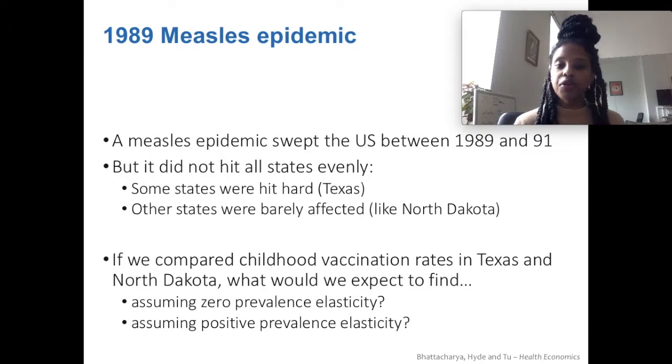If there's a zero prevalence elasticity, that means that regardless of how many people have the disease, it really doesn't change how much people decide to get vaccinated or to protect themselves. Versus if it's a positive prevalence elasticity, that means that as more and more people have this disease, as you're hearing about more people who have it, you're going to be more likely to get vaccinated or do whatever you can to prevent having it.